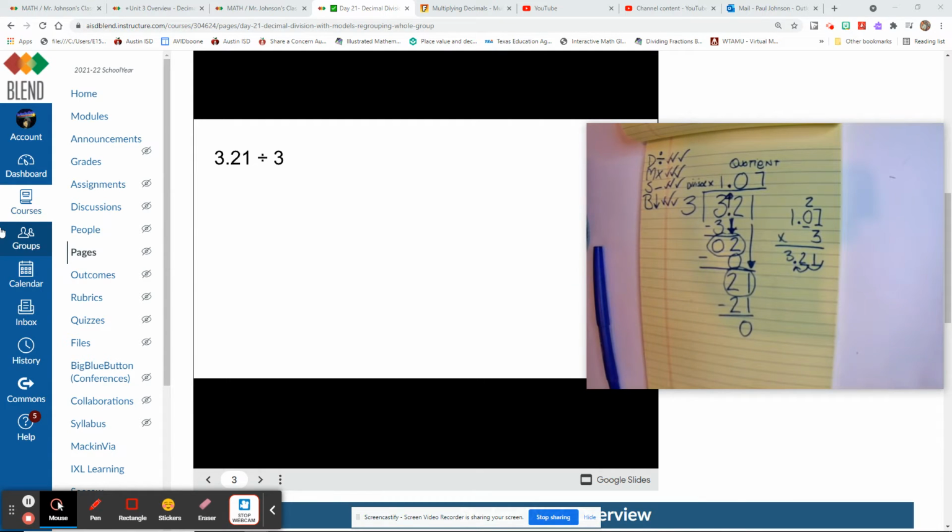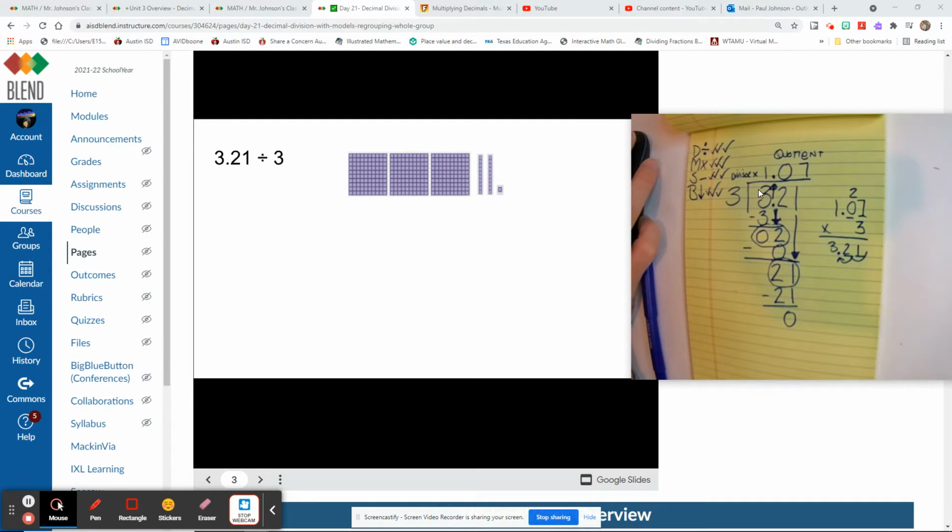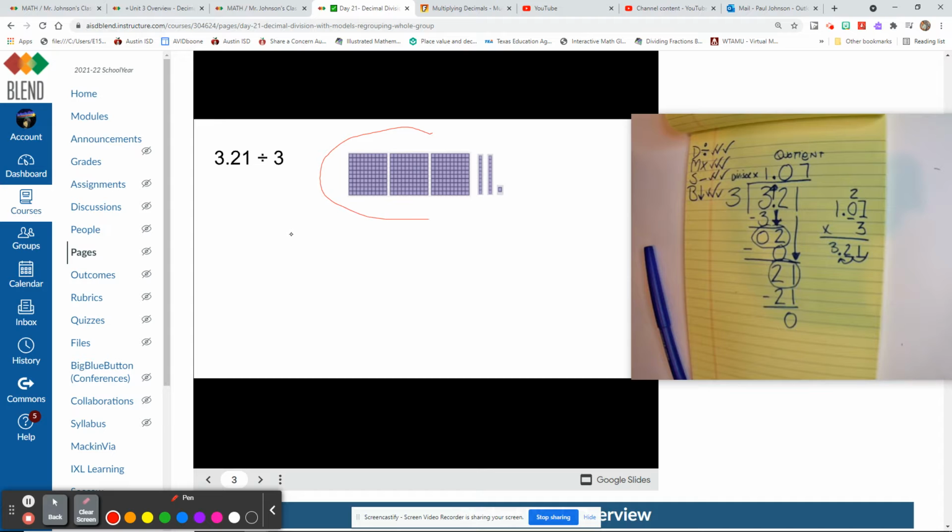Now let's take a look at this in picture form because there's a picture. So as you can see, we have 3 wholes. We have 2 tenths. And then we have 1 hundredth. And of course, put that all together, we have 3 and 21 hundredths, our first number.